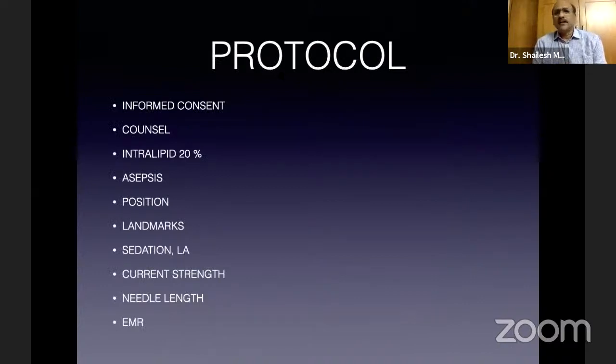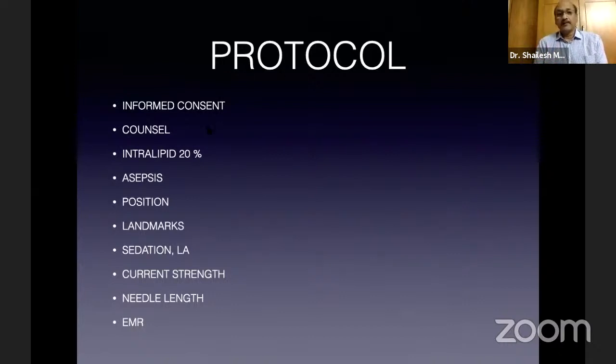Now, these are the standard protocols for all nerve blocks. First is the informed consent. Counsel the patient. This sciatic nerve block is a very deep block, so it is quite uncomfortable for the patient. Even positioning the patient is a little uncomfortable because the patient has hip fractures. So, counsel the patient properly.